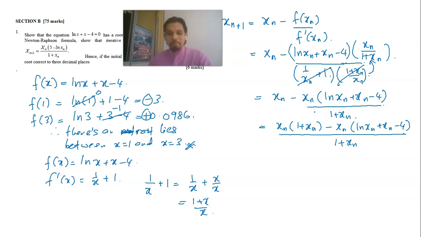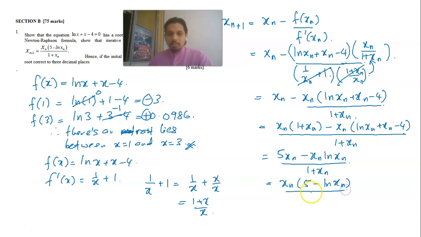We go slowly. Okay, so then here it is 5xn minus xn natural log of xn divided by 1 plus xn, and then xn, 5 minus natural log of xn, and 1 plus xn. There you go. Same as this one. Okay.